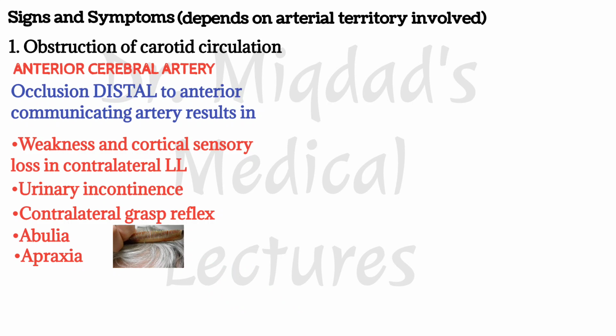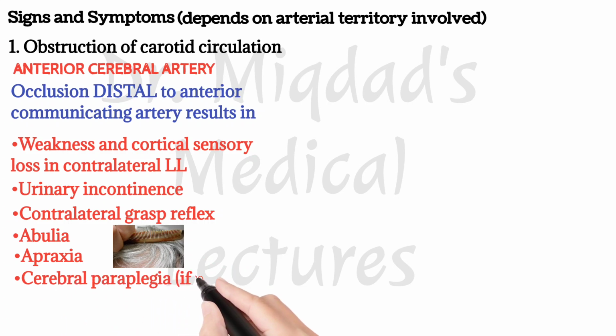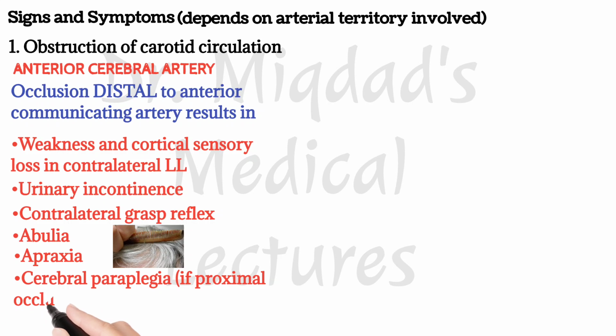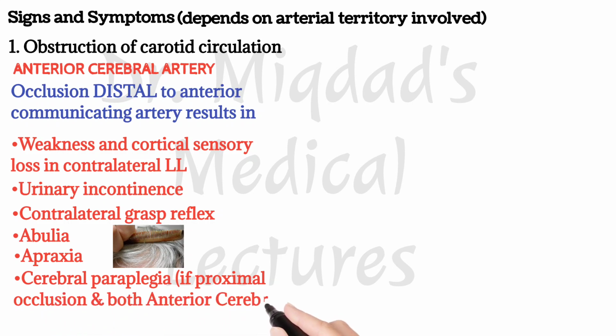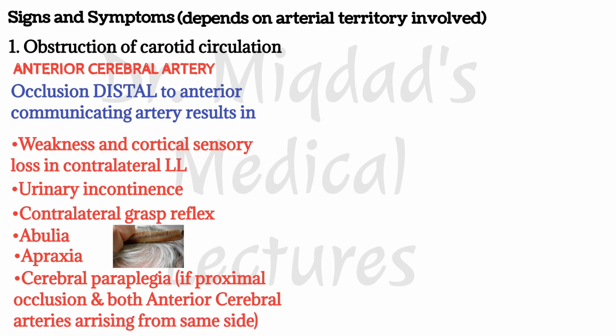Another rare feature of anterior cerebral artery occlusion is cerebral paraplegia. This problem occurs in rare cases where the occlusion is proximal to the anterior communicating artery and both anterior cerebral arteries arise from the same site. Now next, coming to middle cerebral artery occlusion.